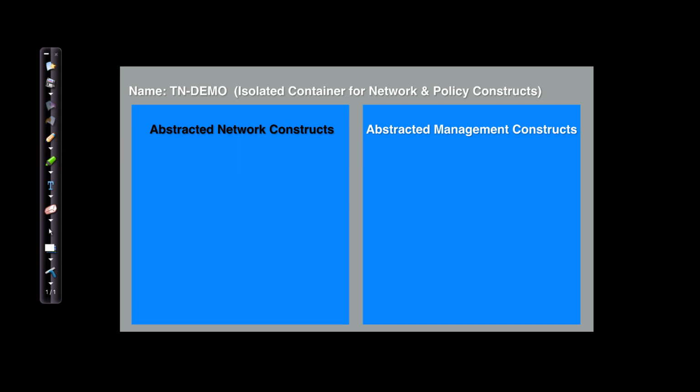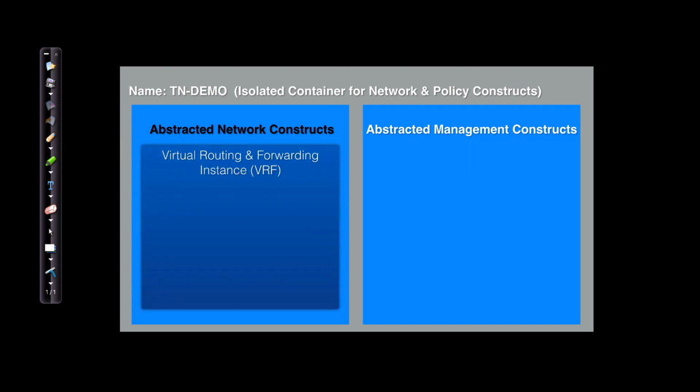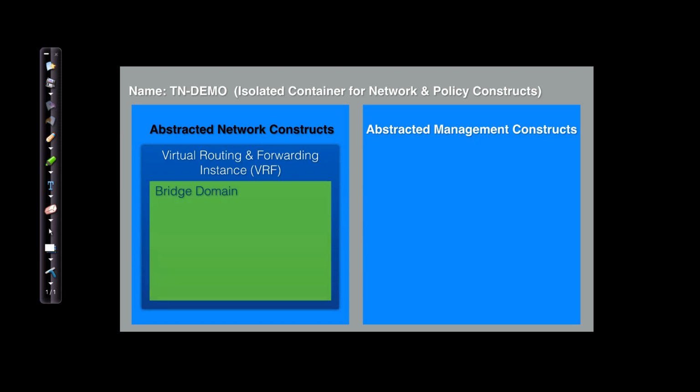as abstracted management constructs. Now, we know that when we start doing our deployment on the network construct side, we're going to be deploying virtual routing and forwarding instances. That's going to be our layer 3 routing construct. Inside of the virtual routing and forwarding construct, of which I could have one or more, I will be able to build one or more bridge domains. The bridge domains are representative of my layer 2 forwarding domain, and again I could have more than one.